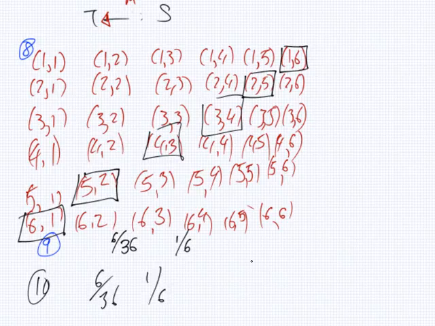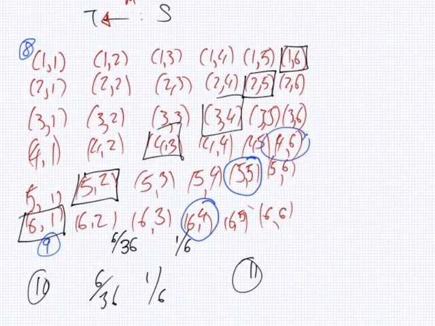And then lastly, we'll just do one more. What's the probability that the total will be 10? 5 and 5. What else? 6 and 4, and then 4 and 6. So that one would be 3 over 36, which is 1 over 12 for that one.